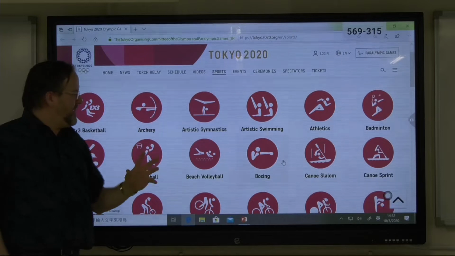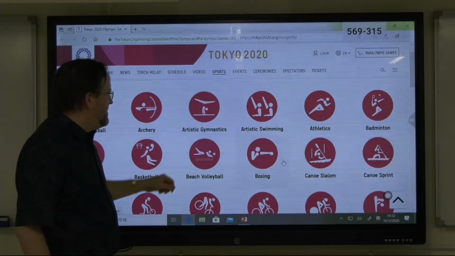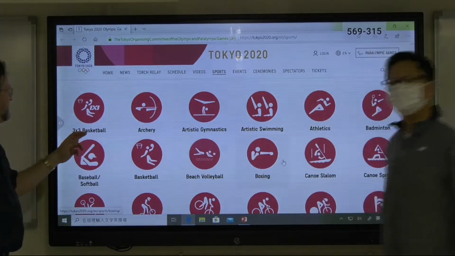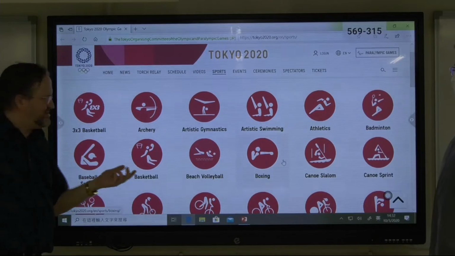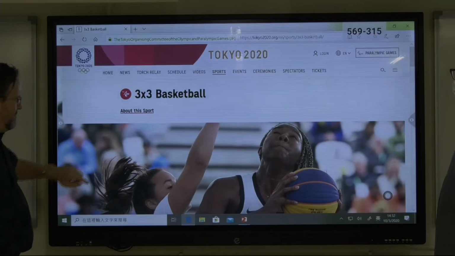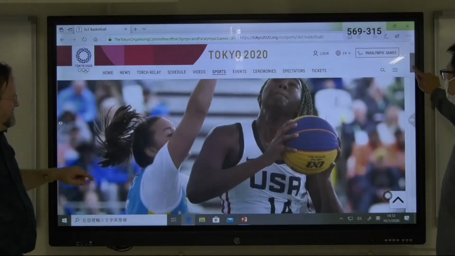But if you don't know the picture, you can push on one. Let's find one we don't know. You just asked me this morning, 3x3 basketball. I don't know basketball too much. So what is 3x3? Push it, and then it will show you what it is. I hope. There it is.